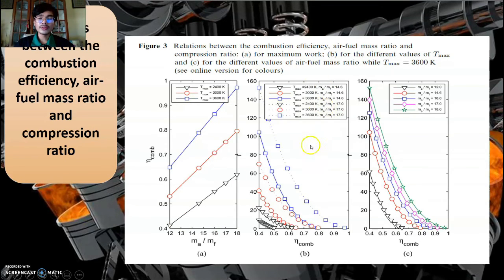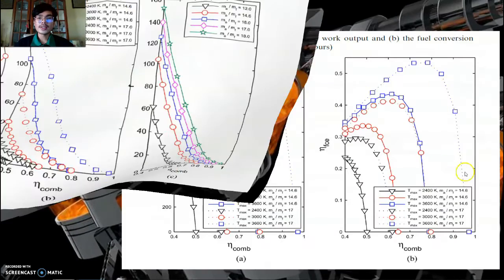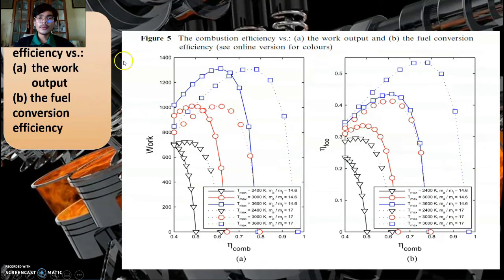Next, we also can see that the higher the value of combustion efficiency, the lower the value of compression ratio, providing a linear mixture. And lastly, from the data, we can analyze the combustion efficiency and the work output and the fuel combustion efficiency. As we can see, both have the same characteristic of curve against the combustion efficiency. So we can say that the increasing maximum cycle temperature rise dominantly the work output with the increasing combustion efficiency.